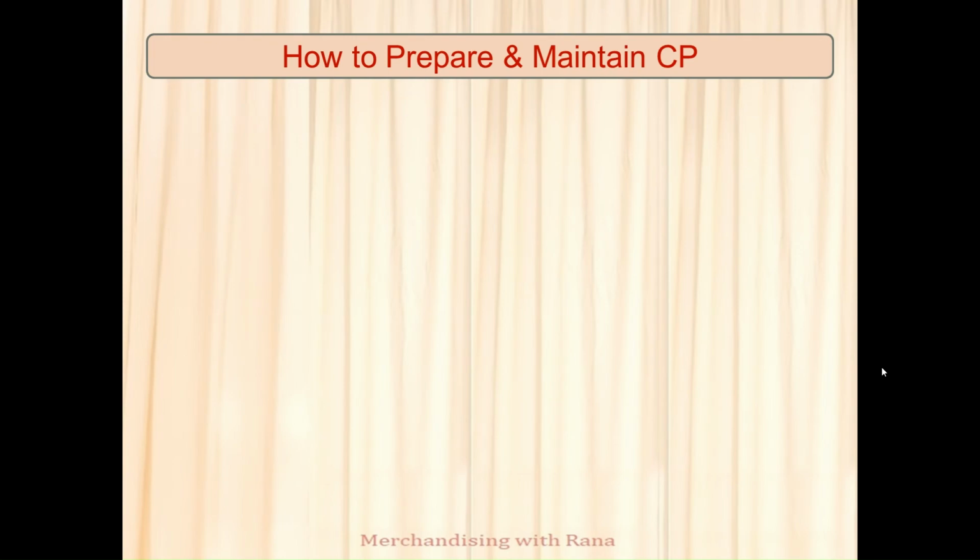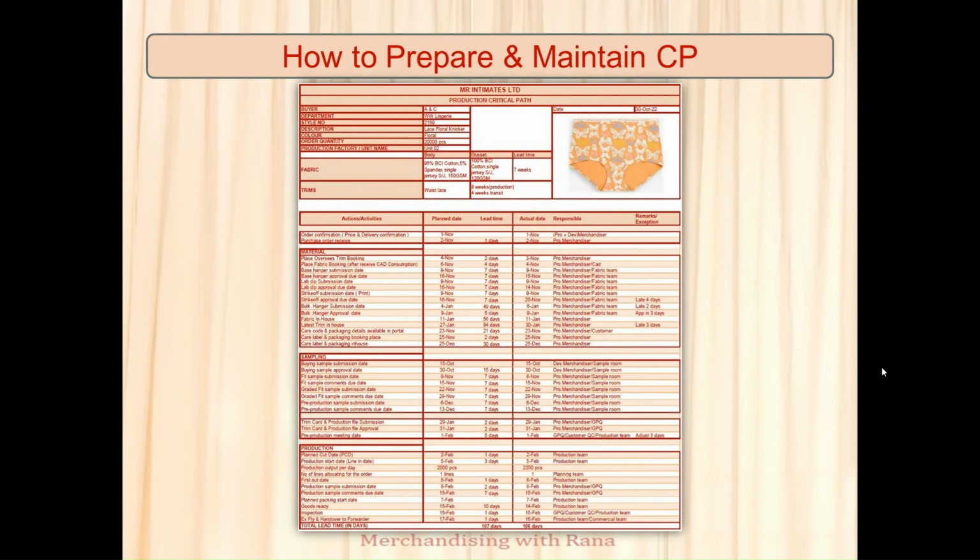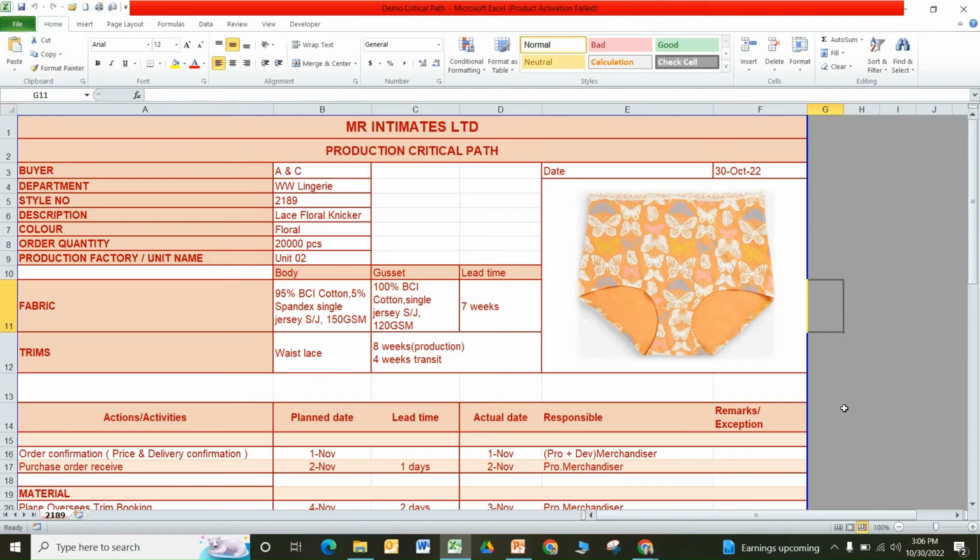Finally, how to prepare and maintain CP. So this is a demo of critical path. This is a demo critical path which I have made for you. See, I will go through very fast on the names. Like first one is the factory name, MR Intimates Limited. Then I have put the header, production critical path.